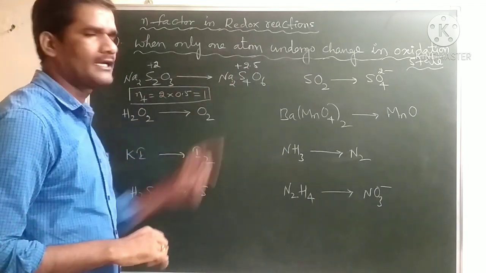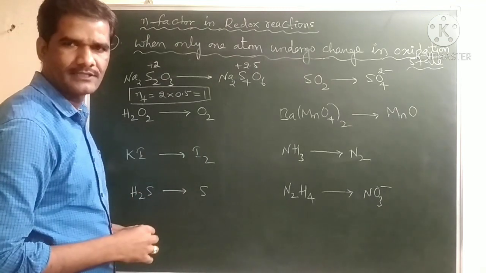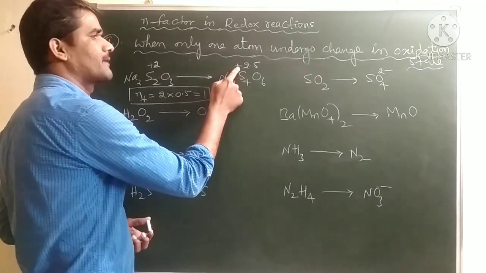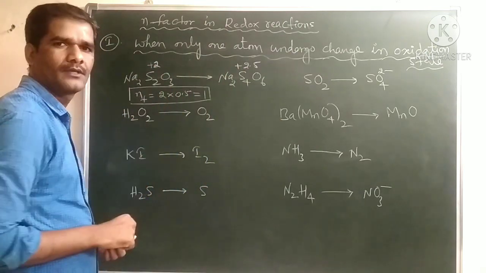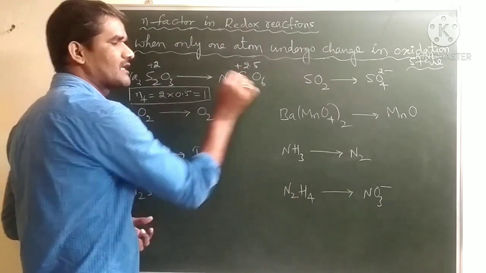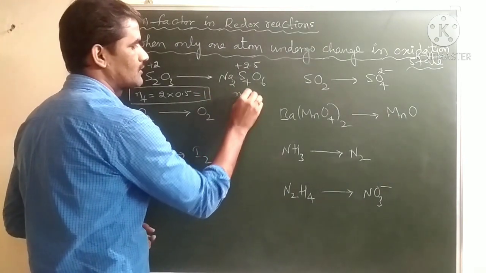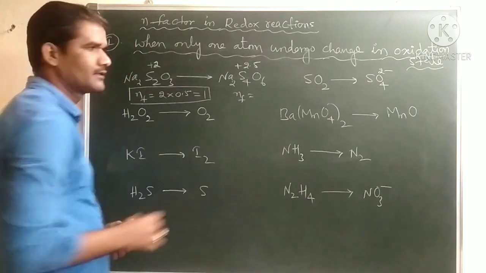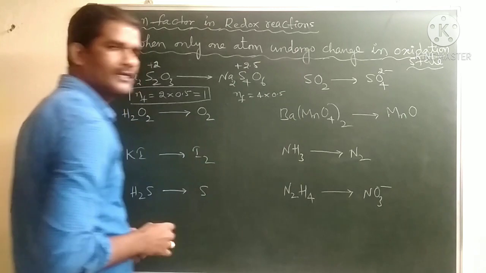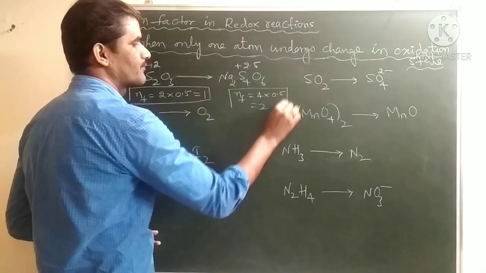Similarly, we can calculate the n factor for products also. This is the reactant part. We will calculate the product simultaneously. Here again sulfur is changing from +2.5 to +2. The change is the same in both cases, but here 4 sulfur atoms are there. So the n factor for this molecule on the product side, there are 4 sulfur atoms and 0.5 is the change. The resultant n factor is 2.